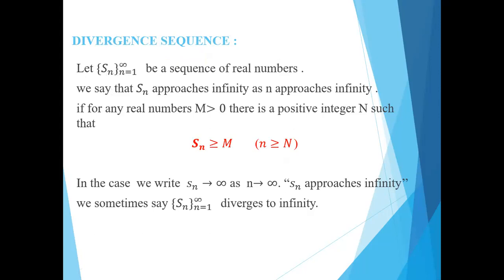Next, the definition of a divergent sequence. Let the set of Sn, n equal to 1 to infinity, be a sequence of real numbers. We say that Sn approaches infinity as n approaches infinity if for any real number m greater than 0, there is a positive integer N such that Sn is greater than or equal to m for n greater than or equal to N. In this case, we can write Sn tends to infinity as n tends to infinity. Therefore, when Sn approaches infinity, we sometimes say the sequence is divergent to infinity.